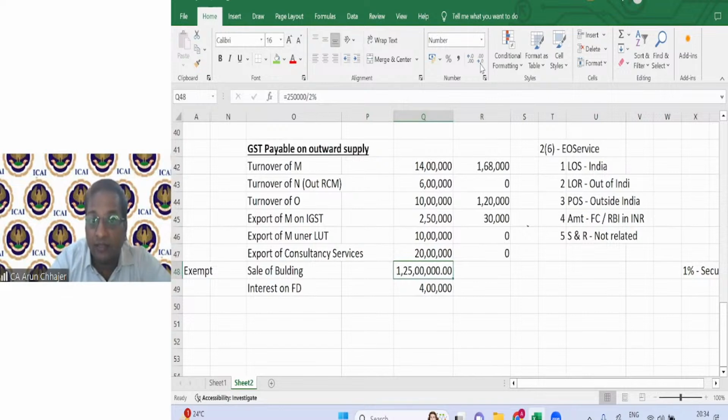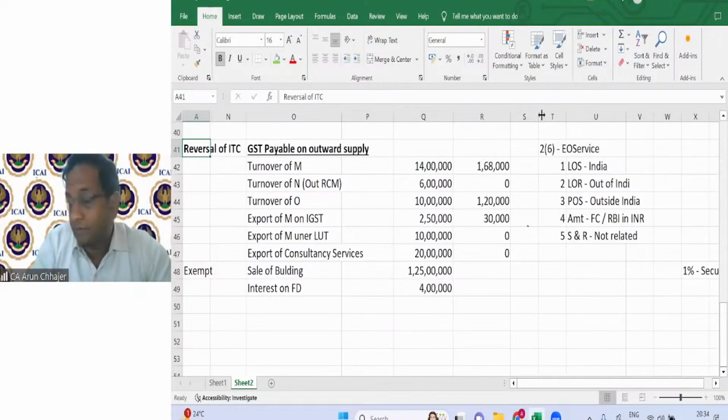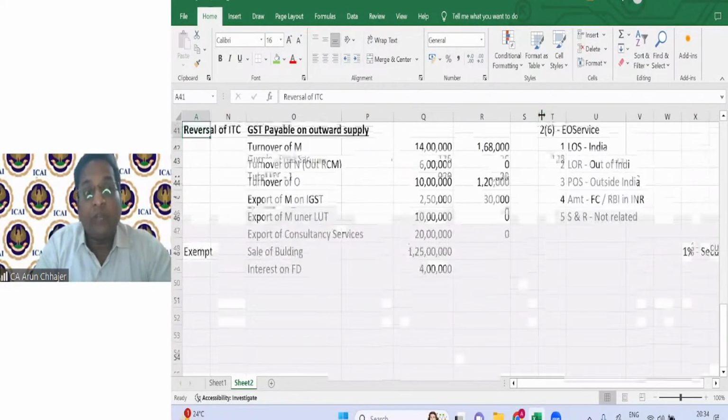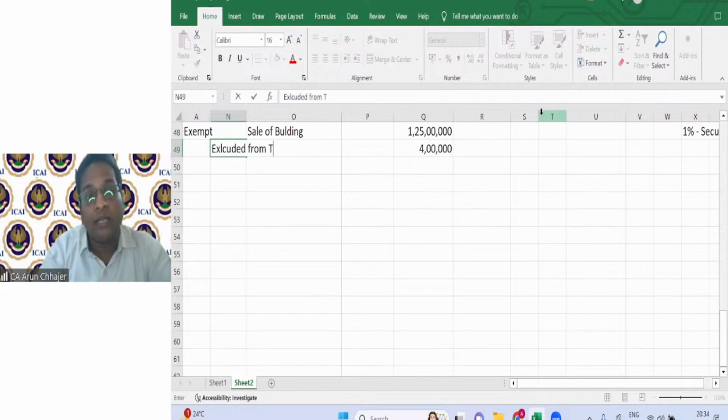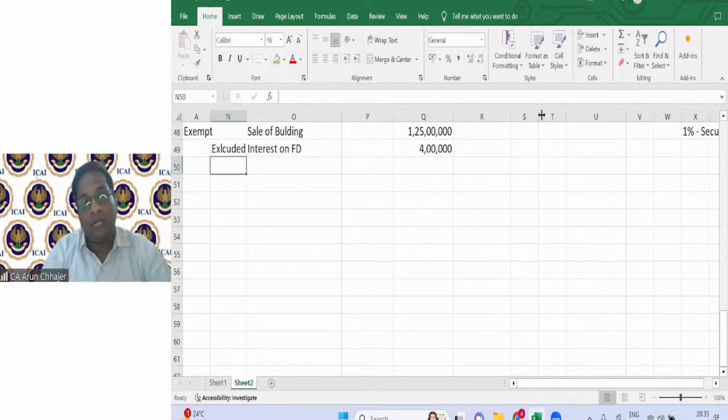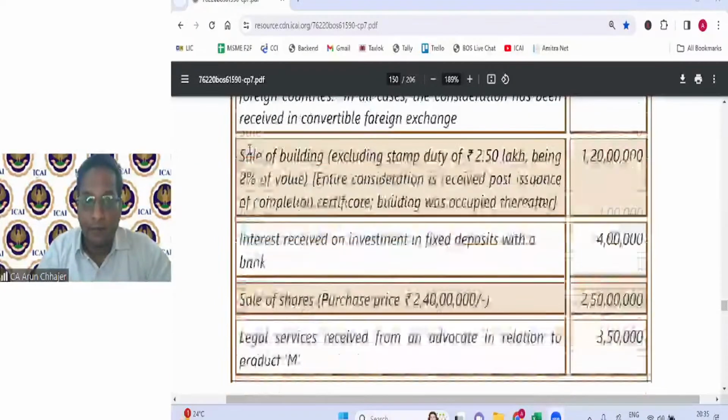क्या ये interest वाला part, which is exempted, will be added for the purpose of reversal of common ITC? Will it be added for the purpose of reversal of common ITC? Again, if you refer to the explanation to Rule 43, it says it is excluded from the exempt supply. So it will not be counted. ठीक है. Development clear है? बड़ा मस्त question है.